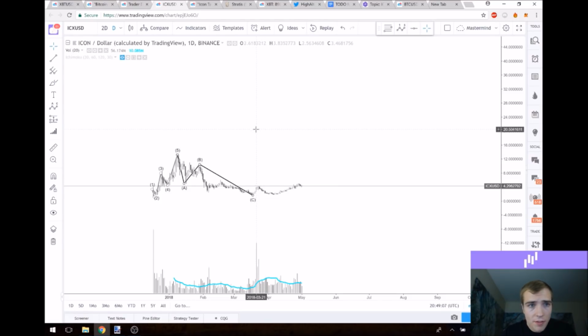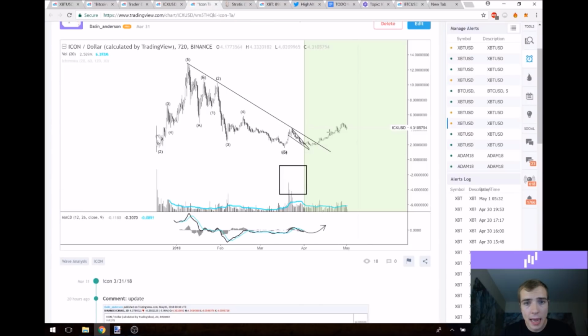And up in the top left of my screen, next to volume, where it says dollar, you'll be able to see what the dollar amount in volume is on that day. So we had $56 million come in on the 21st of March. That would have been a pretty strong signal as to some bullish action coming. That is why I made my TA right after this, because I saw that huge volume spike.